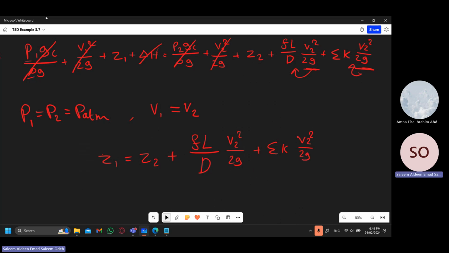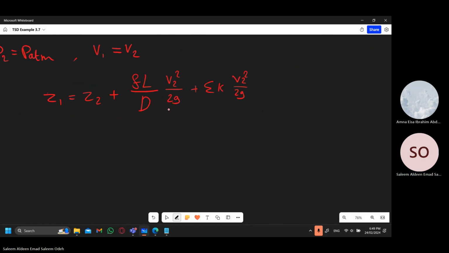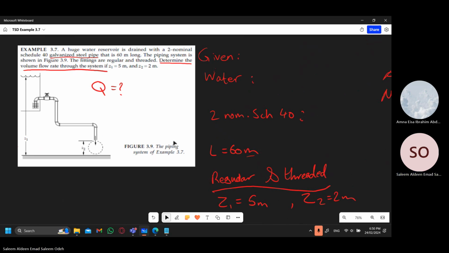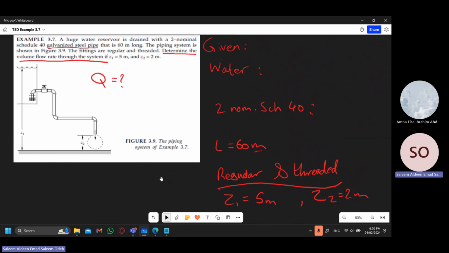Now this equation can be simplified a little by taking the velocity part of these two terms and using it as a common factor, giving us the equation as so. So this is the equation that we have. Now, Z1 and Z2 are given. The length is given. The diameter we were able to figure out. The only things that we don't have are the velocity, the friction factor, and the K value. The K value we are able to figure out using the figure that is given to us in the question. They also told us that the fittings are regular and threaded.